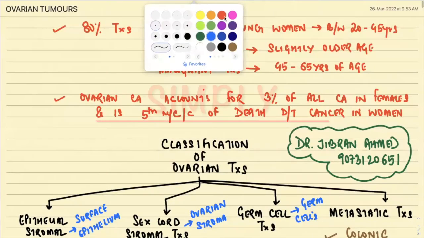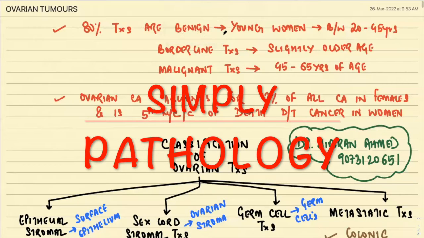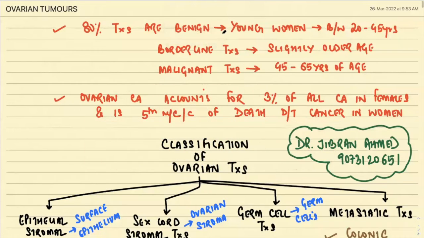So we are starting with the ovarian tumors, and it is a very interesting topic, and a lot of exam MCQs will be covered in the basics part only. So about the ovarian tumors, around 80% of the ovarian tumors are benign in nature, seen in young women between 20 to 45 years of age. So these are the benign set of ovarian tumors.